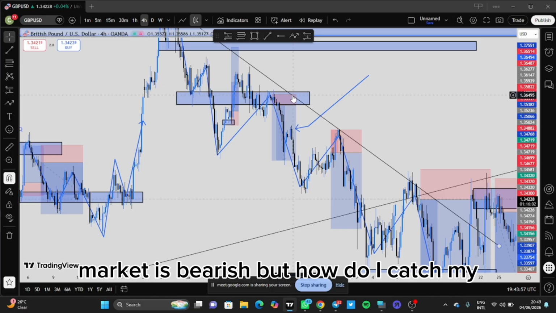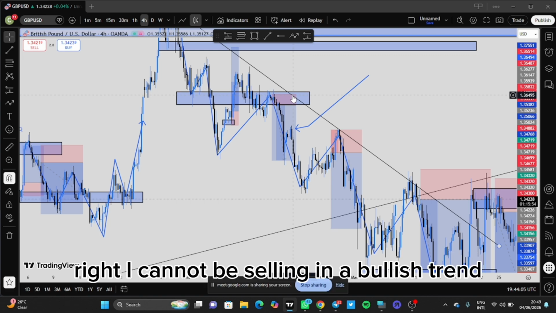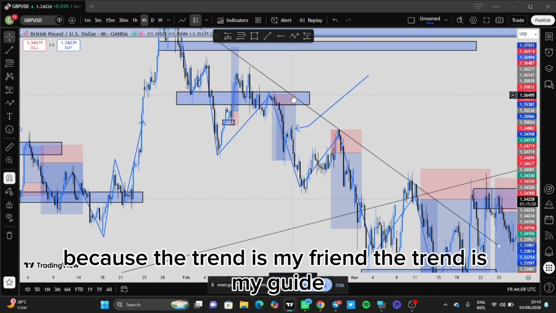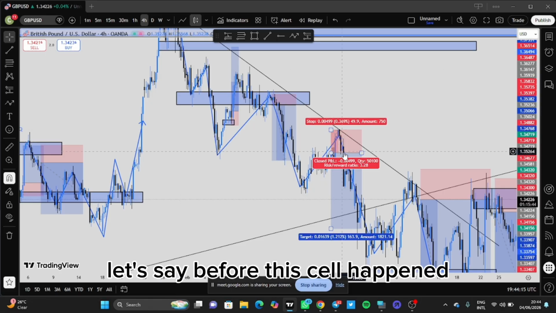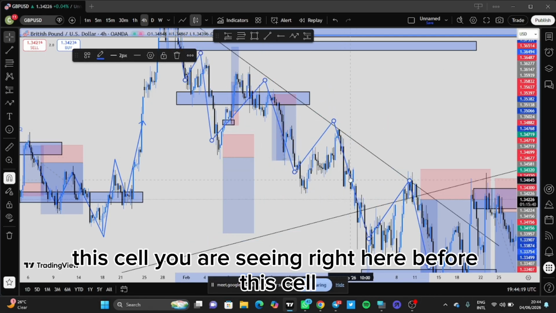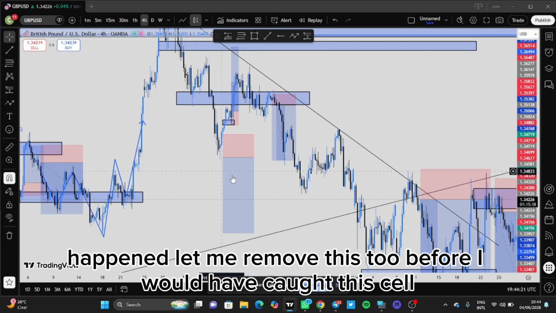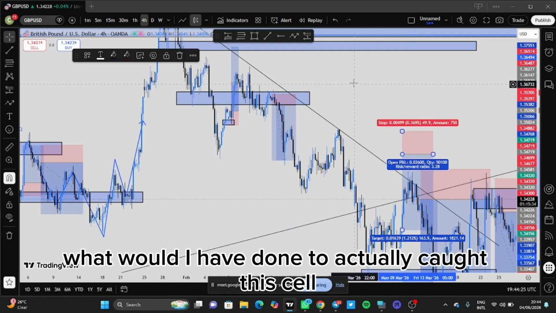But how do I catch my sell opportunity? Because I cannot be buying in a bearish trend, and I cannot be selling in a bullish trend, because the trend is my friend, the trend is my guide. So what do I do? If I want to catch a trade like this, let's say before this sell happened, this sell you are seeing right here, let me remove this tool. Before I would have caught this sell, what would I have done?